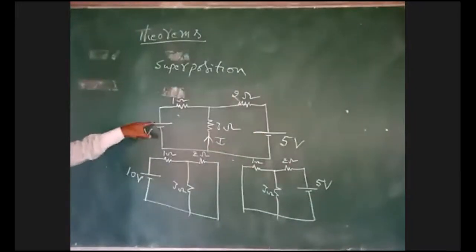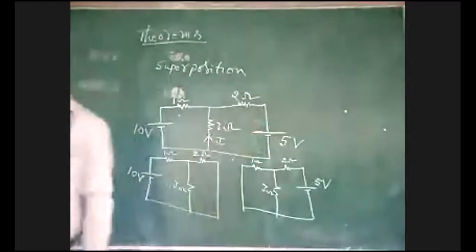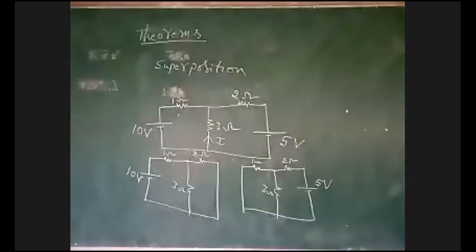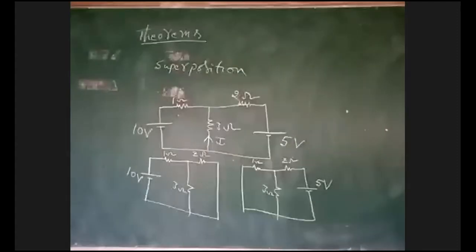If I am considering 10 volts, what I have done for 5 volts in the first circuit? Short circuited. So suppose if you are having 10 voltage sources in the circuit, let us assume that 10 voltage sources are there in the circuit. We have to consider only one voltage source at a time. Remaining all 9 voltage sources, what you have to do?